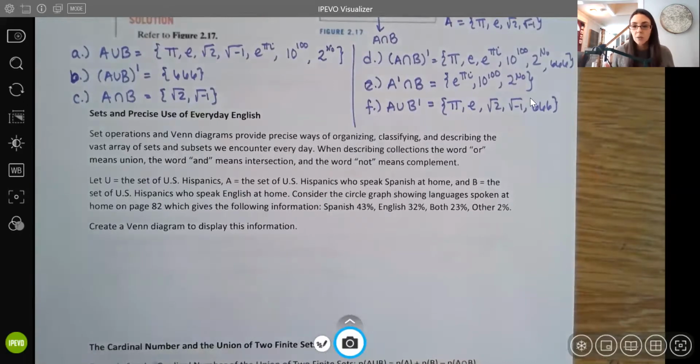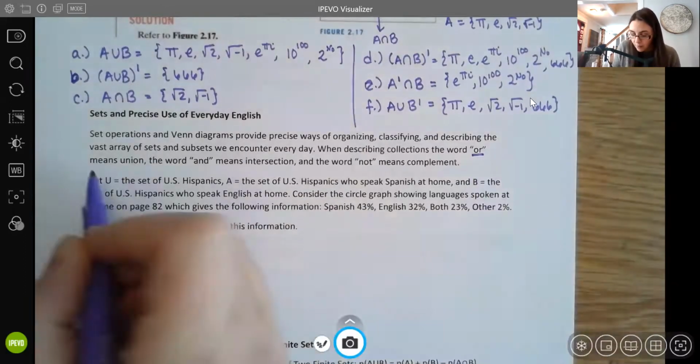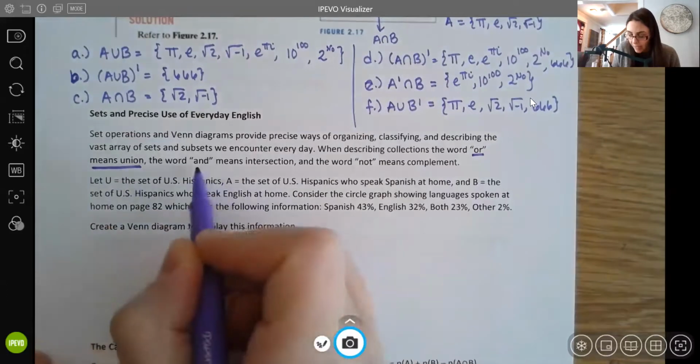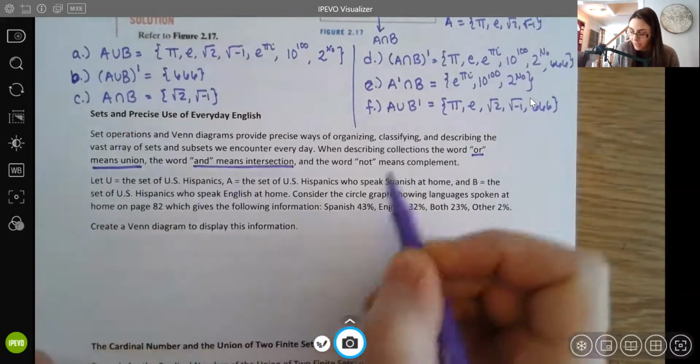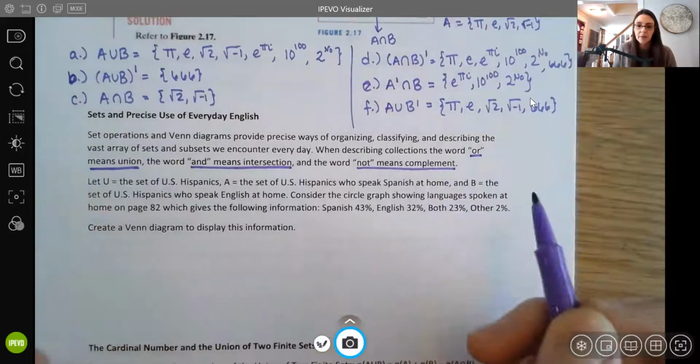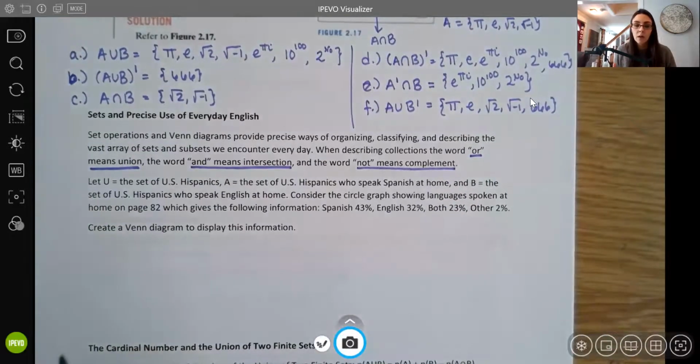Now, we can also talk about sets in words, right? So we talk about word form or sets having more meaning. So set operations and Venn diagrams provide precise ways of organizing, classifying, and describing the vast array of sets and subsets we encounter every day. When describing collections, the word or refers to a union, the word and refers to an intersection, and the word not refers to a complement. So when you see the word or, you want to think union. When you see and, you want to think intersection. And when you see not, you want to think complement.